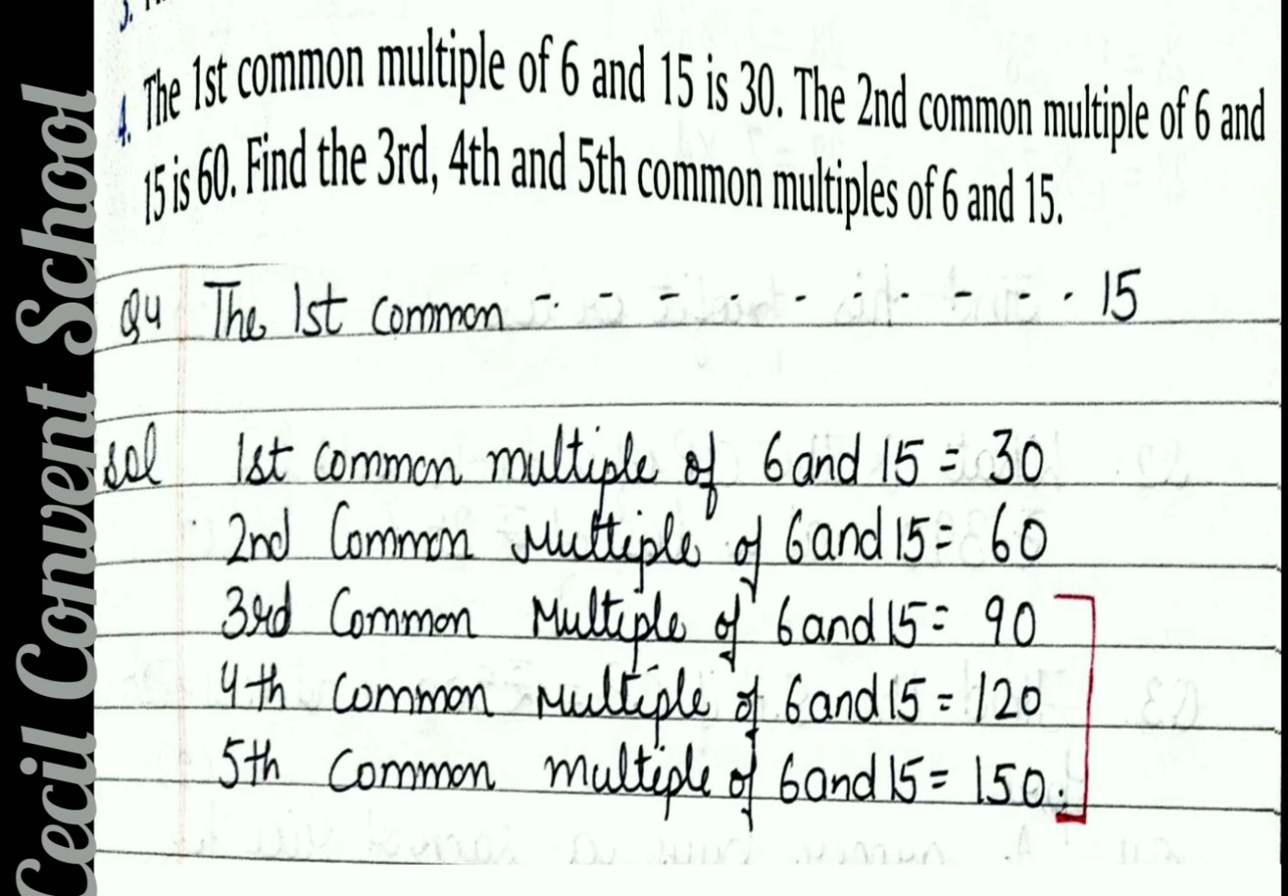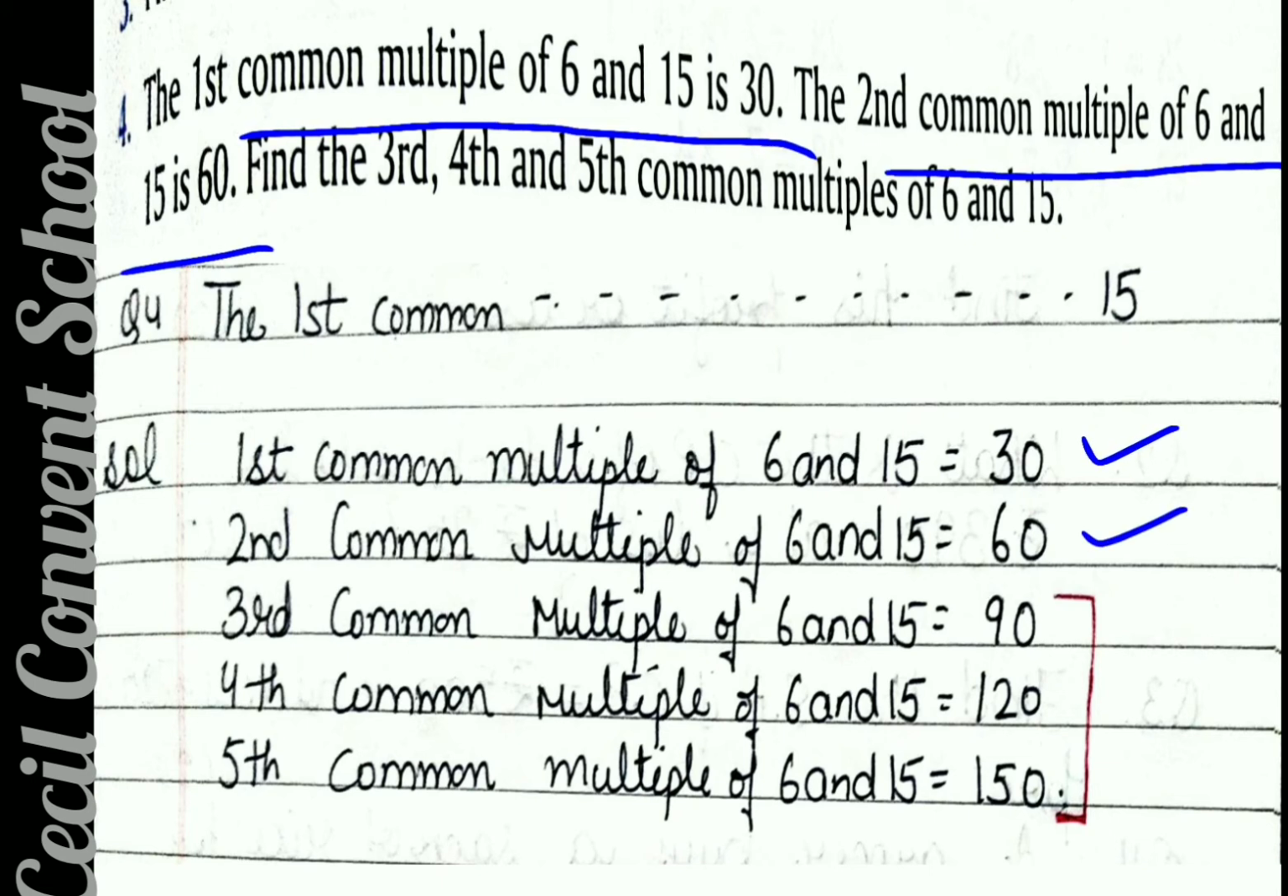Question number 4 is: first common multiple of 6 and 15 is 30. So we will write as it is here. First common multiple of 6 and 15 is 30. Then second common multiple of 6 and 15 is 60. Clear? Then they say you have to write third, fourth, fifth.